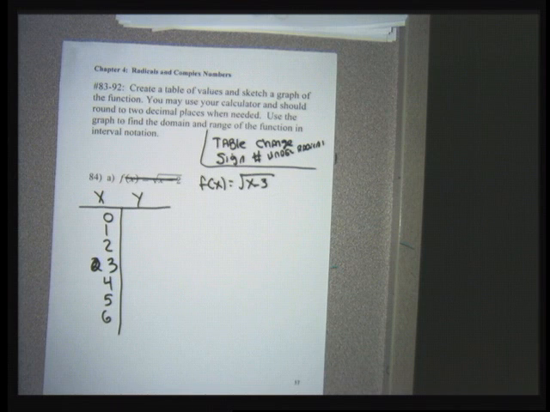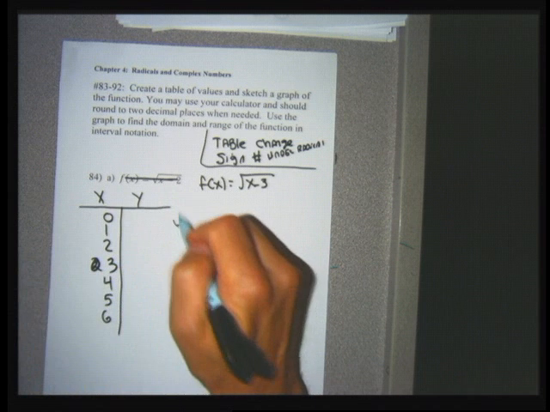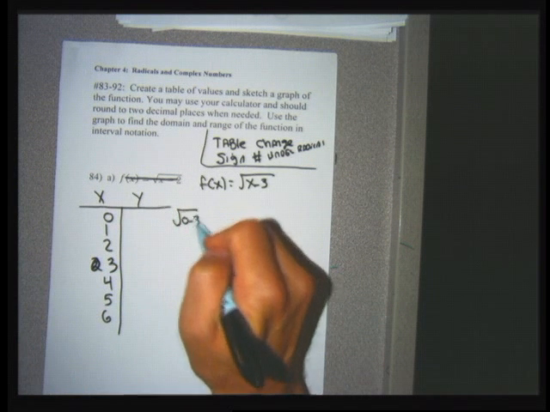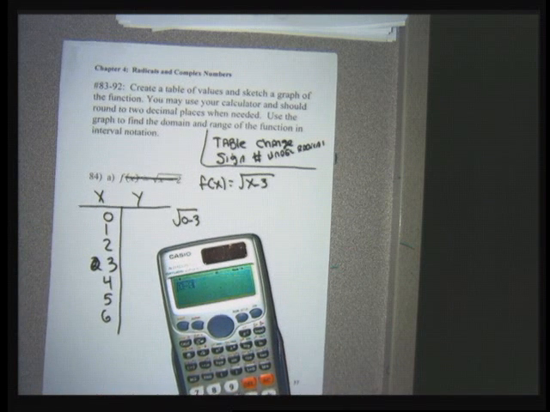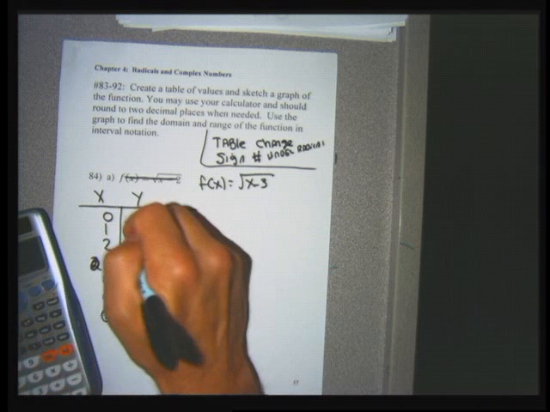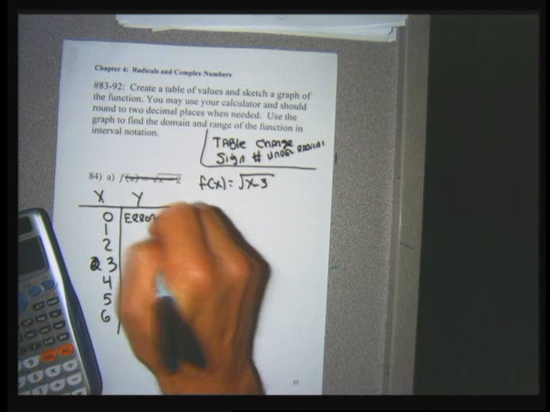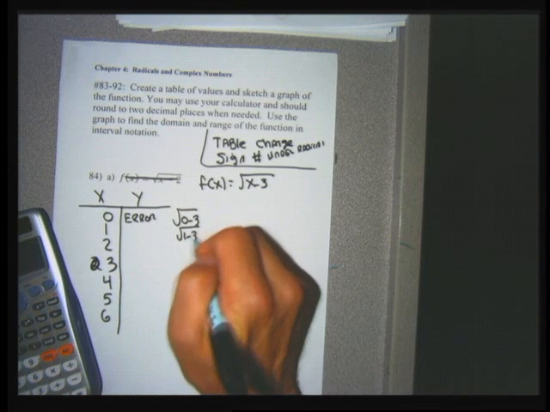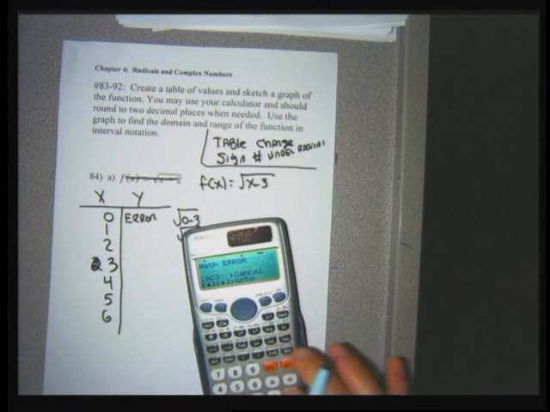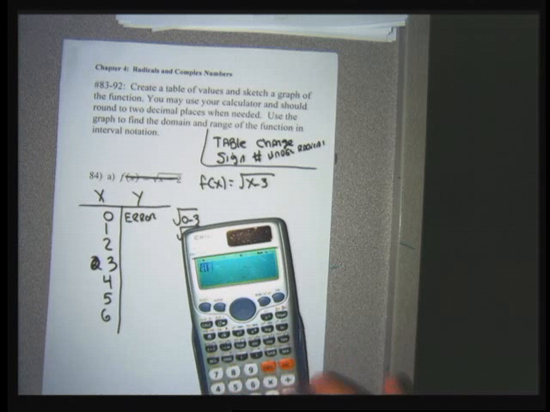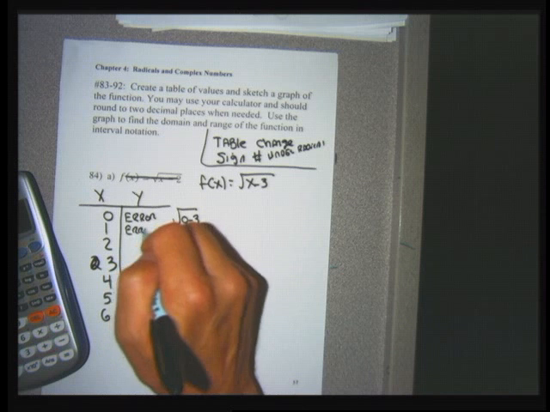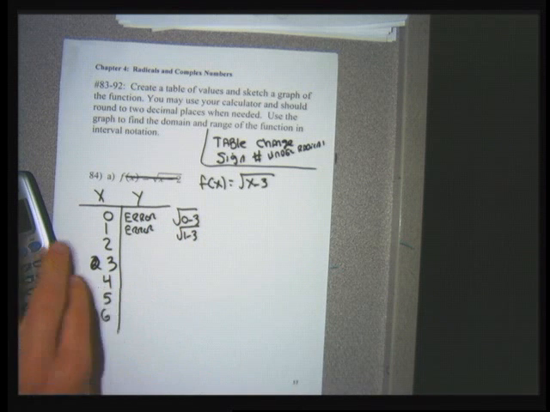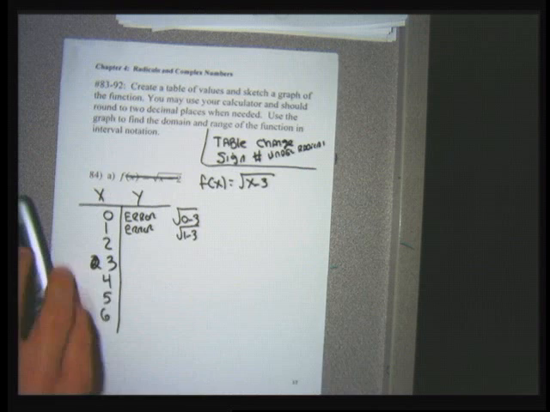With that number in the middle. And then I could by hand now go the square root of 0 minus 3, error. So that's not going to be graphable. And then I could do the square root of 1 minus 3. Error again. That's not going to be graphable. And I can do that forever, or I can exploit my calculator, which I really want to do.